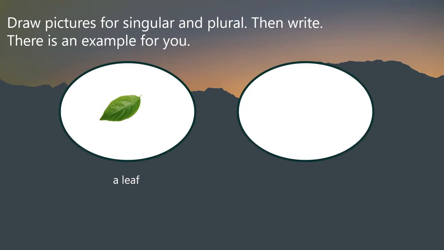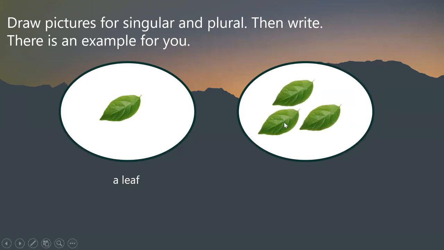You can draw as many as you can. I drew three, so that's why I need to write three leaves. Draw the picture that way. Choose a kind of thing, like a kind of animal. Then draw it for singular and plural. A book. Maybe a student says, teacher, I want to draw 12. Yes, it's okay, 12 books.